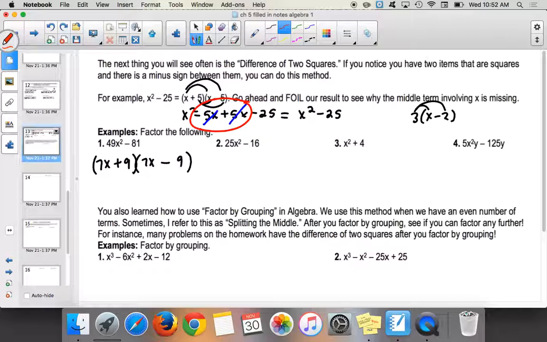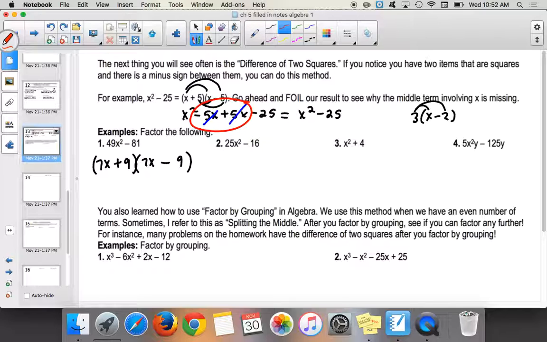Wait, so how did you get that? How did you know to start out with that 7x? Because 7x times 7x is what's giving me the 49x squared. Okay, is the next one, is it the difference? Shh, guys, difference. Is there a minus sign? Difference. Is there a difference? Yes, difference of two squares.